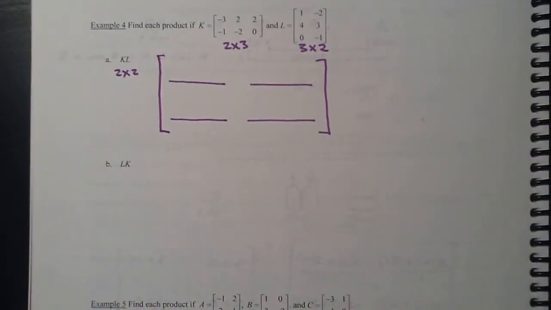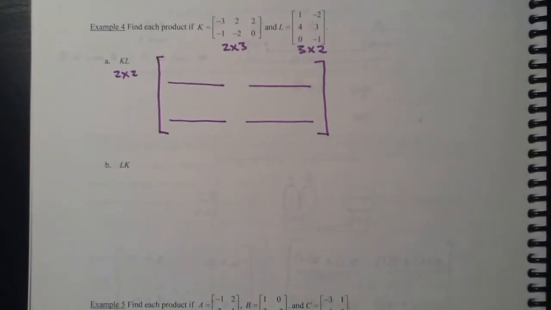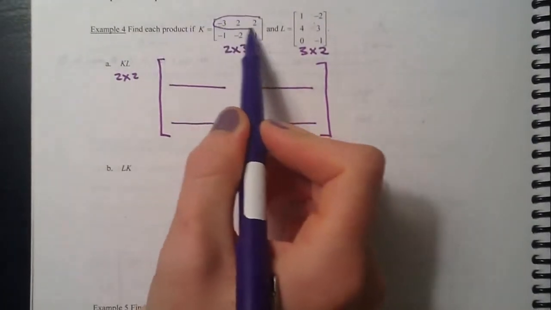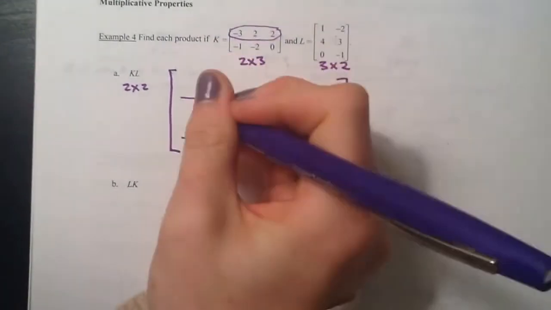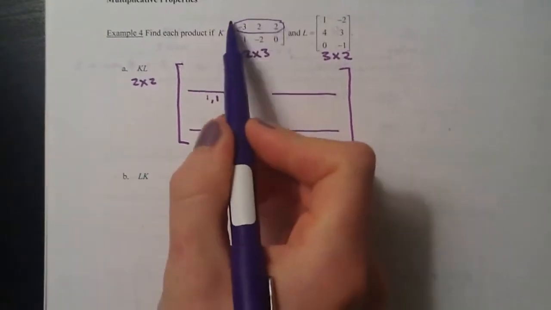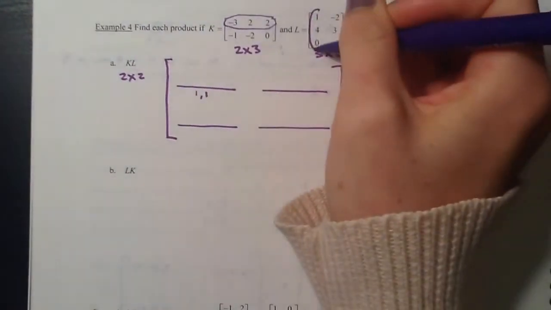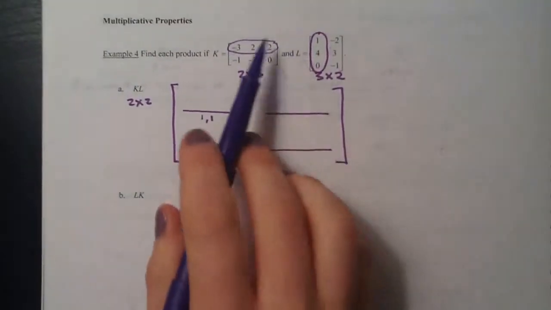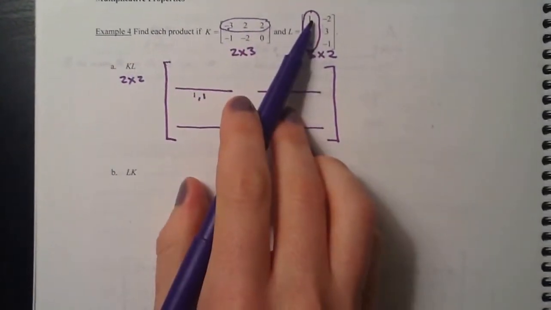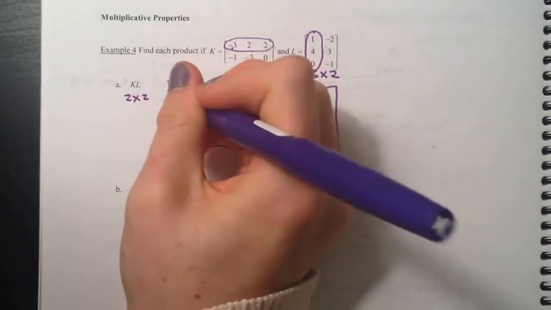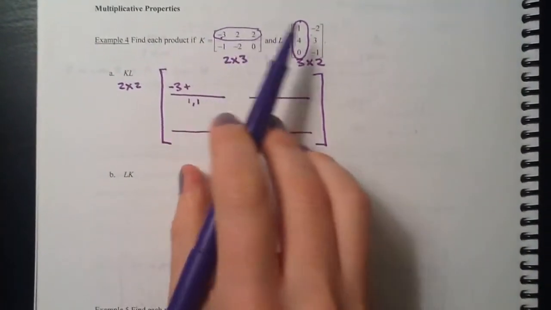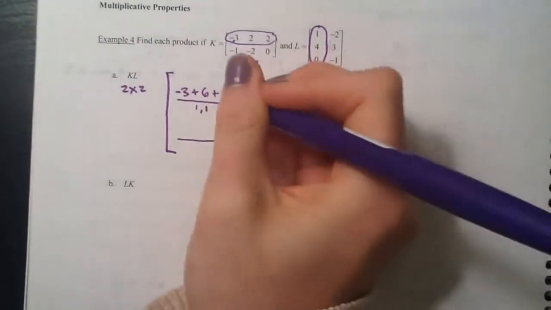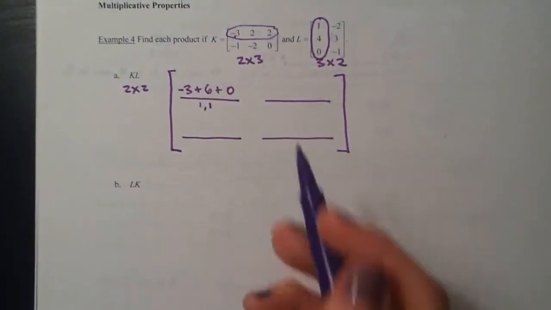Okay, so we always do rows for the matrix on the left and columns for the matrix on the right. So for row 1, column 1, we are lining up row 1 here with column 1 here, and remember we multiply each entry together and then add them together. So -3 times +1 gives me -3, plus 2 times 4 gives me 6, plus 2 times 0 gives me 0.